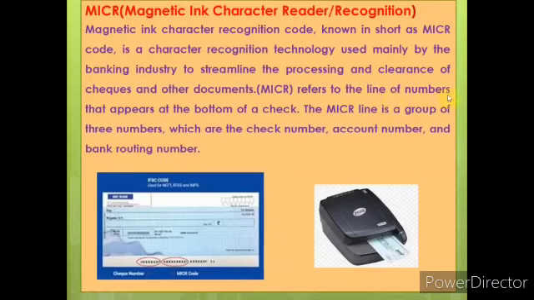MICR refers to the line of numbers that appears at the bottom of a check like this. The MICR line is a group of 3 numbers, which are check number, account number, and bank routing number. So this is a device which is used in banks for the processing of checks and other documents. This is also one of the input devices. So with this we come to the end of the input devices.